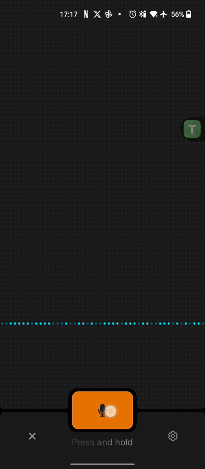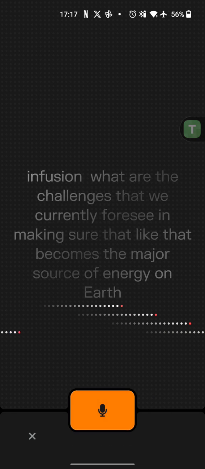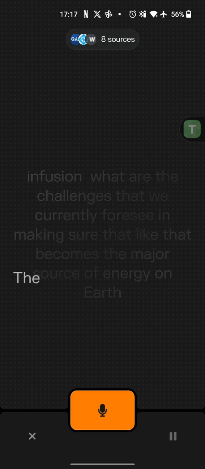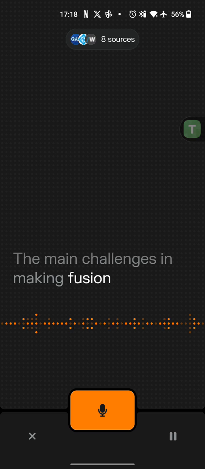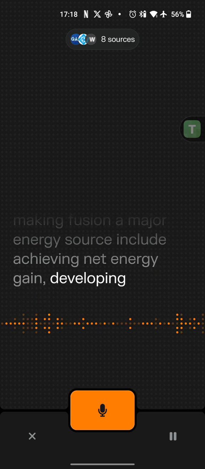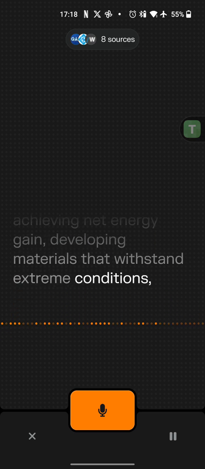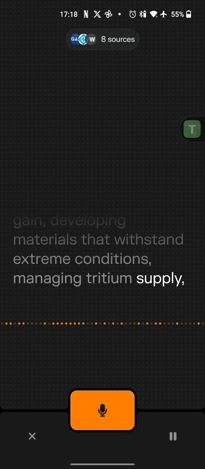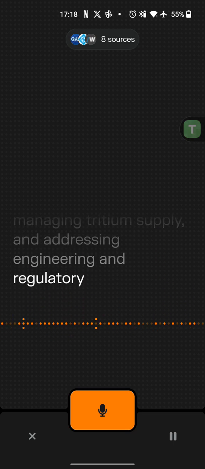In fusion, what are the challenges that we currently foresee in making sure that it becomes the major source of energy on Earth? The main challenges in making fusion a major energy source include achieving net energy gain, developing materials that withstand extreme conditions, managing tritium supply, and addressing engineering and regulatory hurdles.